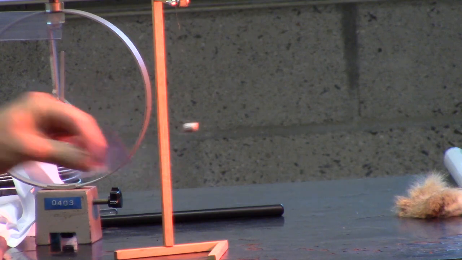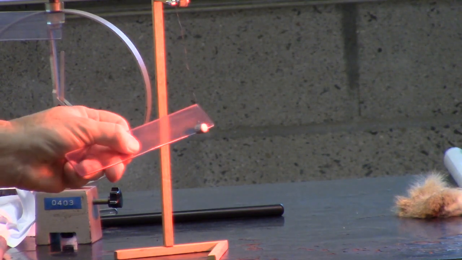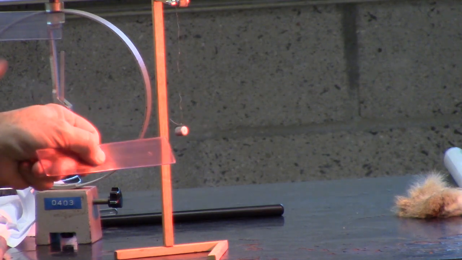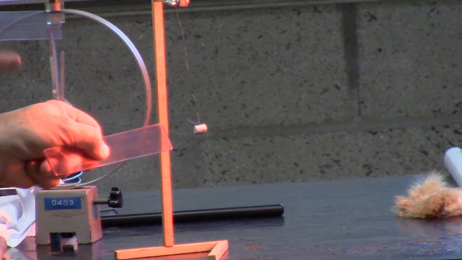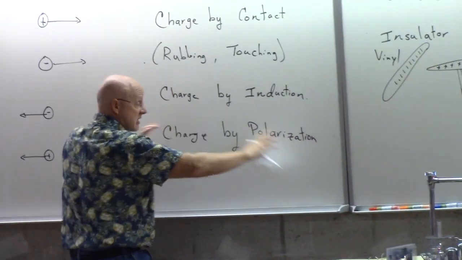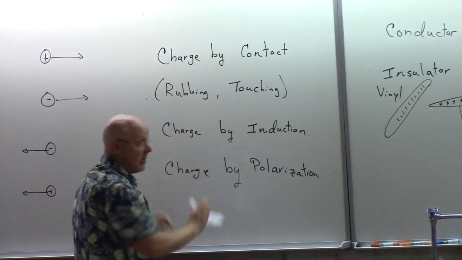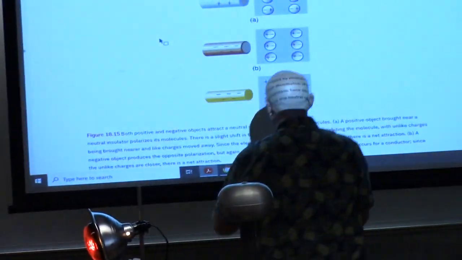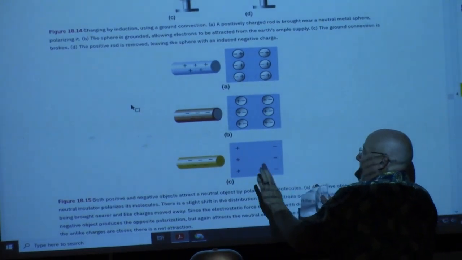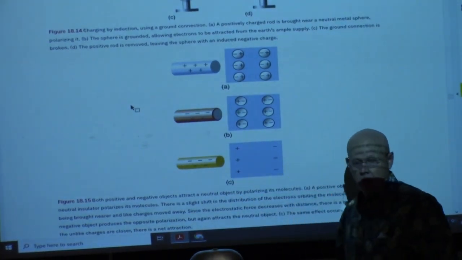Now if I touch it, and touch it hopefully a few times so I get some charges to transfer over, now they're both negative and they repel each other. And so that's what I was showing you earlier. The earlier one I was showing you is this, charge by contact. But this step right here, this is that polarization. This is where the negatives moved to one side of the pit ball and the positives were on the other side of the pit ball.